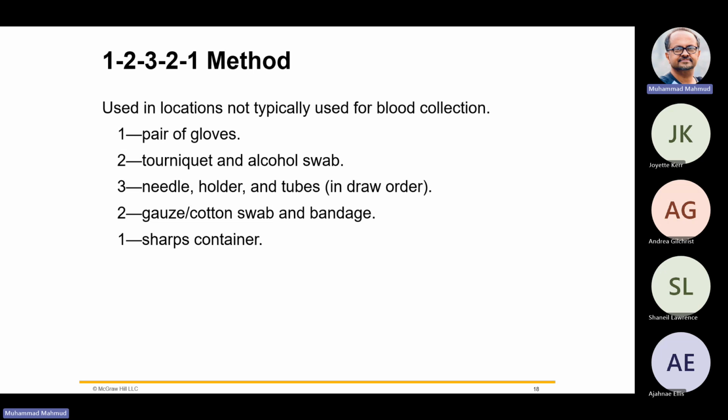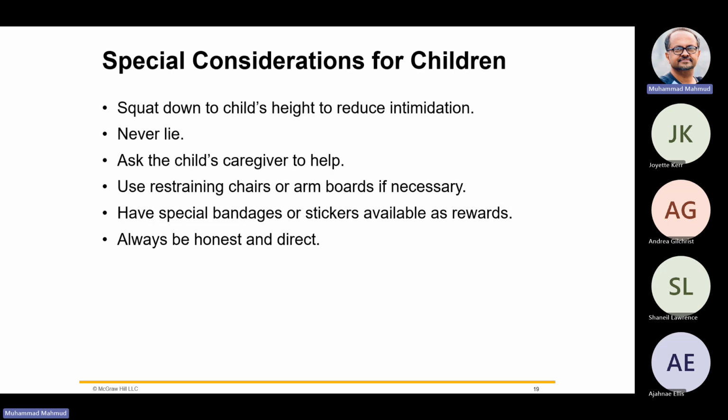The 1, 2, 3, 2, 1 method. What does that mean? This is the method to ensure that you have all of the equipment you need. One pair of gloves. Two means tourniquet and alcohol swab. Three means needle holder, tubes, those three things. And again, two for gauze and bandage, and then one sharps container. So 1, 2, 3, 2, 1. That is what you can apply when you are gathering your supplies.